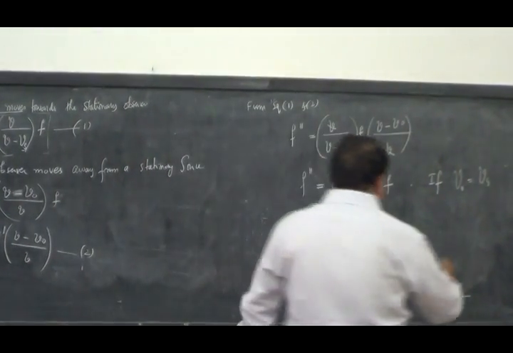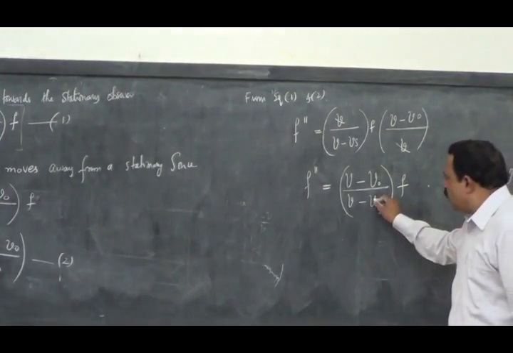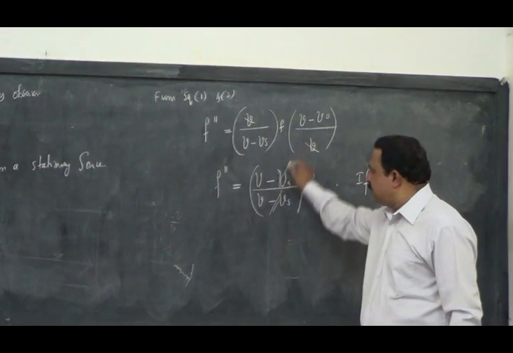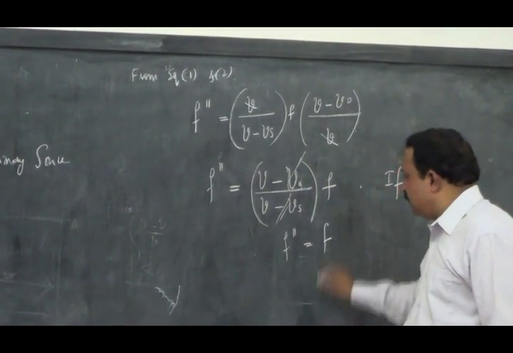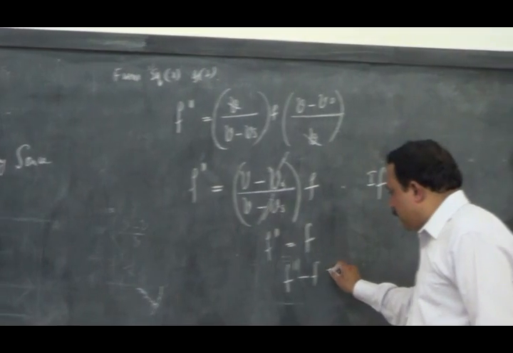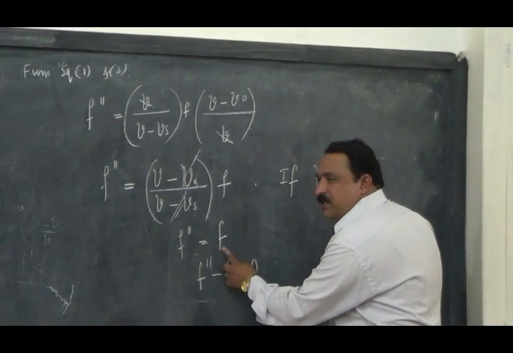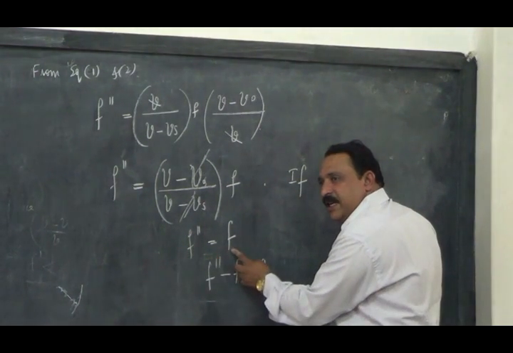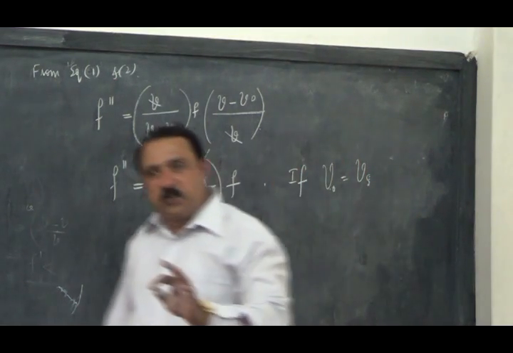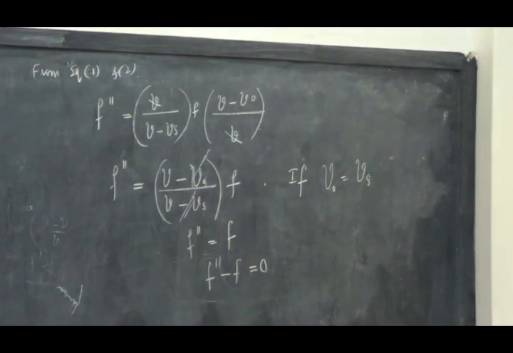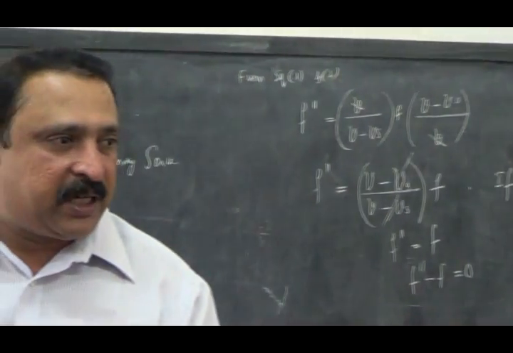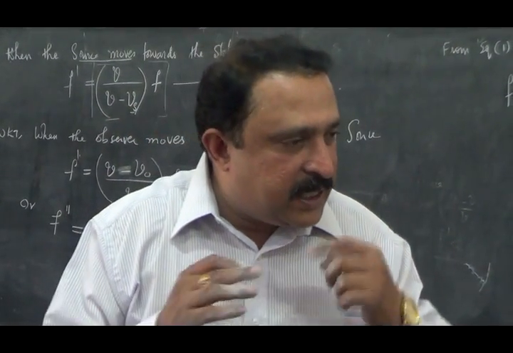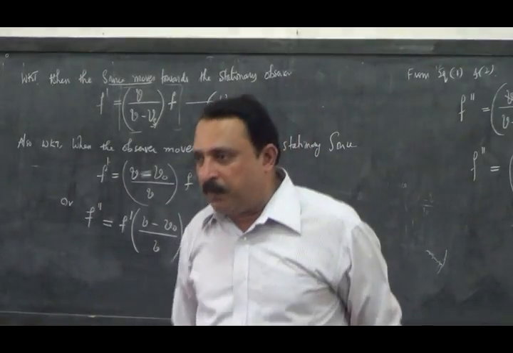This is because if V naught equals Vs, now what happens? I put Vs here, this gets cancelled, right? If V0 equals Vs, then F2 dash equals F. That means F2 dash minus F equals 0. That is, apparent frequency becomes actual frequency. There is no change in the frequencies. Apparent is actual. So that is why a person sitting in the same train will not experience Doppler's effect. Doppler's effect is experienced only for a person standing on a platform, not for the person sitting in the same train.